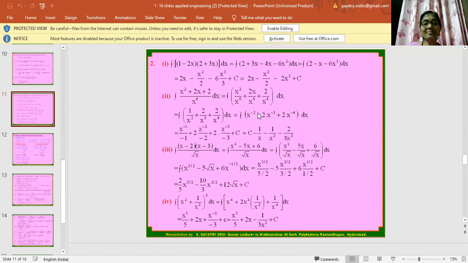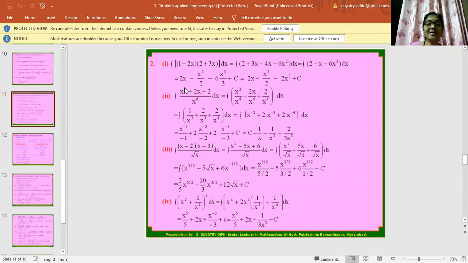So minus 2 plus 1 means reducing 1 minus. Similarly, minus 3 reduces to minus 2. Minus 4 reduces to minus 3. So n plus 1 by n plus 1, n plus 1 by n plus 1. Like that you are getting x power minus 1 by minus 1, plus 2 into x power minus 2 by minus 2, plus 2 into x power minus 3 by minus 3. Finally, integrating constant c. Rearranging them, the minus powers are taken to the denominator, so you are getting c minus 1 by x, minus 1 by x square, minus 2 by 3 x cube.